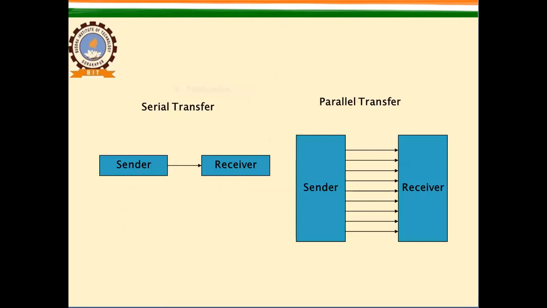So this is a simple block diagram of serial transfer and parallel transfer. In serial transfer, we see that between the sender and receiver there is a single line, whereas in parallel transfer, there are more than one line used between sender and receiver, and all the data is transmitted at the same time.